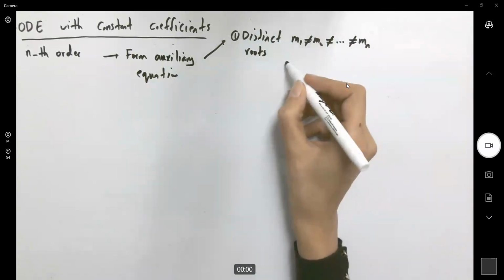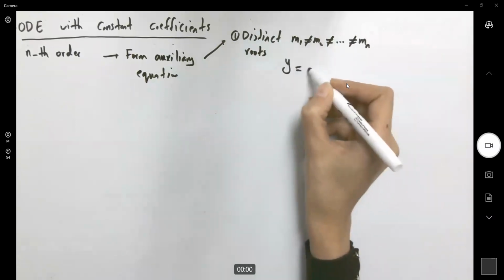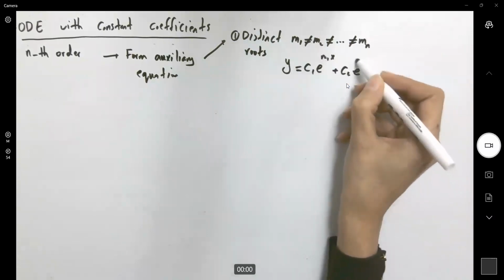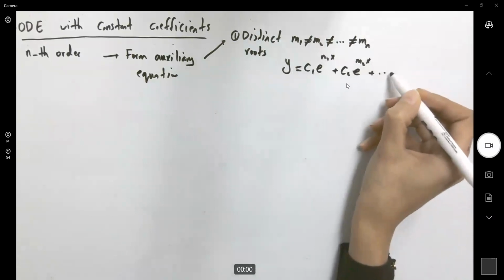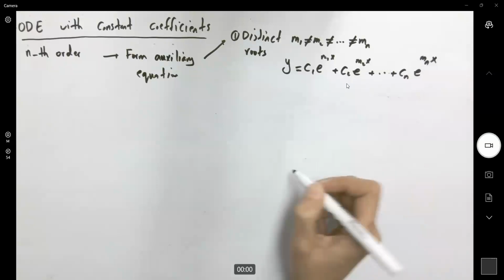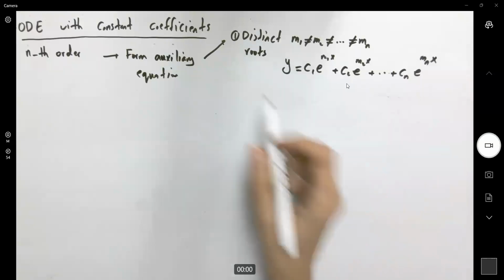then the general solution can be written as y equals c1 e^(m1x) plus c2 e^(m2x) plus the rest of the terms, cn e^(mnx). This is our general solution.